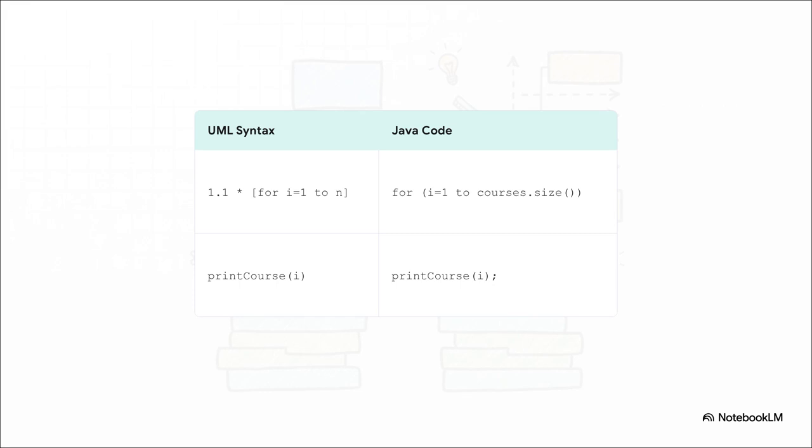Okay, time for the magic trick. How does that visual translate to the keyboard? Honestly, it's practically a one-to-one mapping. The UML syntax 1.1 asterisk for i equals 1 to n translates flawlessly into a standard for loop. In the actual registration manager class code, it just becomes for i equals 1 to courses.size, print course i. It's wild when you think about it. That tiny little asterisk acts as this massive directive, generating a whole block of iterative logic.